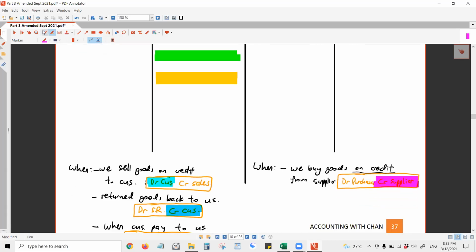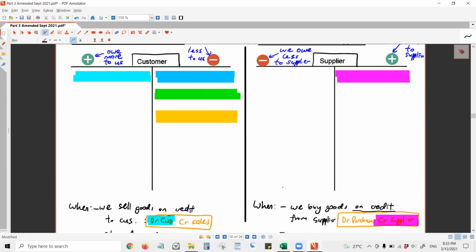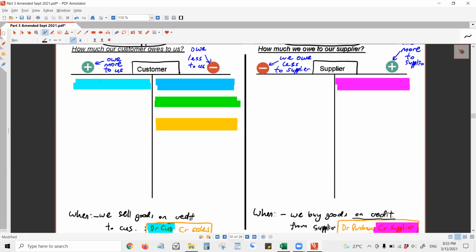Okay, then you know what to write for the detail, right? Just now for the customer account, I should have sales here, sale returns here, cash or bank here, and here I should write discount allowed. Sales, sale returns, cash or bank, then discount allowed. The detail is always the name of the other account. And here I should have purchases. The name of the other account.